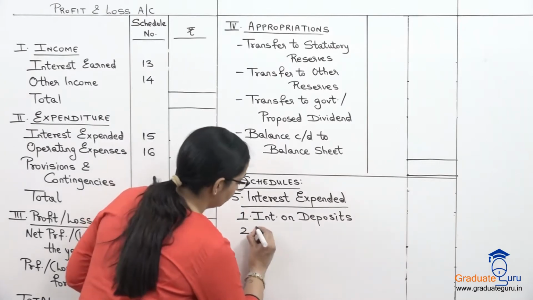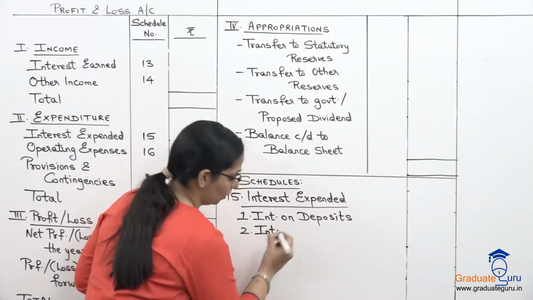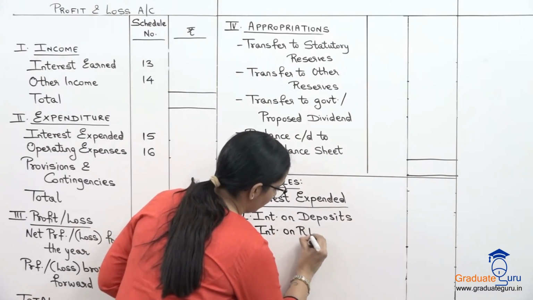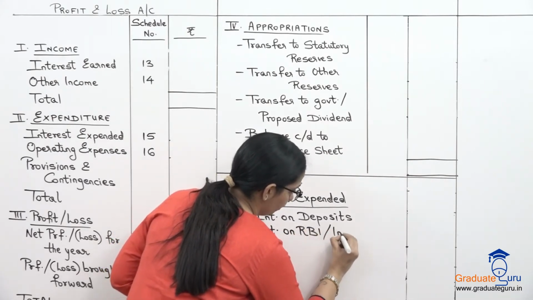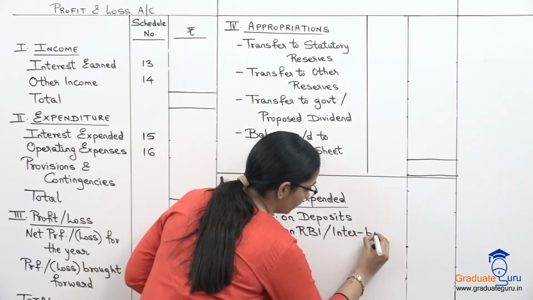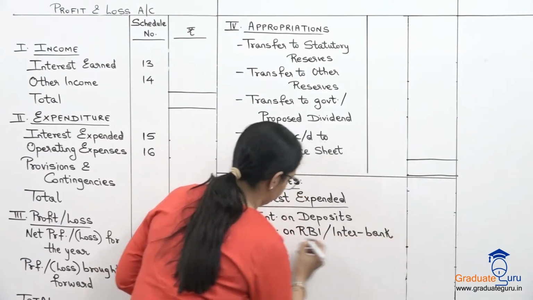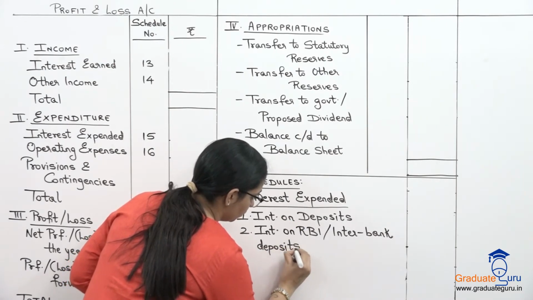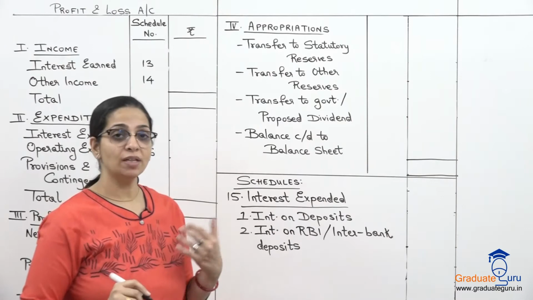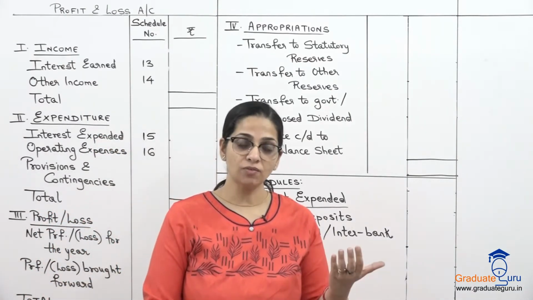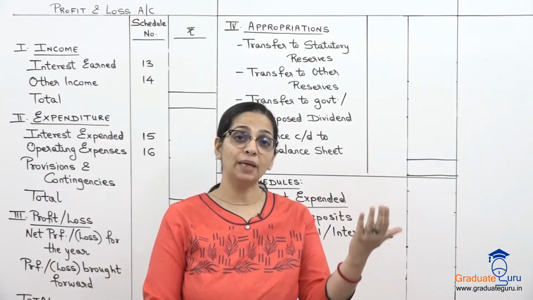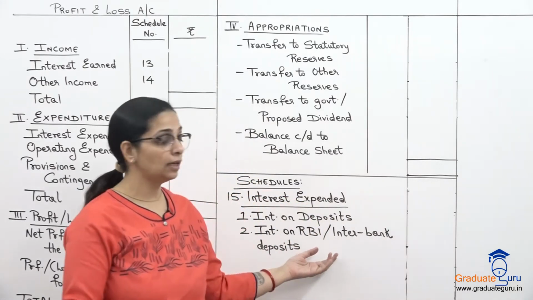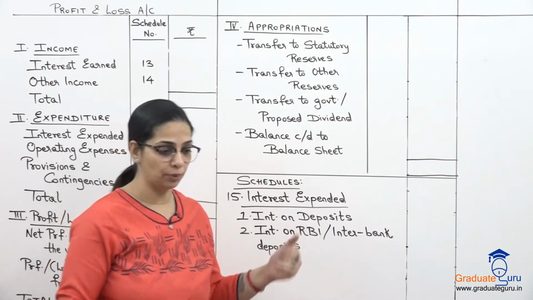Then we have interest on RBI or interbank deposits. So जैसे बैंक invests its money in RBI और other banks, वैसे ही दूसरे बैंक या RBI भी बैंक में invest कर सकते हैं. So on that, if they are paying any interest, that is to be shown separately.